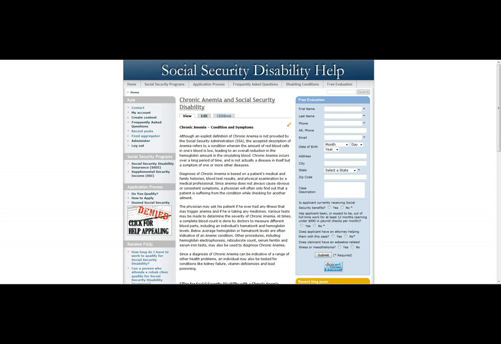Diagnosis of chronic anemia is based on a patient's medical and family histories, blood test results, and physical examination by a medical professional. Since anemia does not always cause obvious or consistent symptoms, a physician will often only find out that a patient is suffering from the condition while checking for another ailment. The physician may ask his patient if he has ever had an illness that may trigger anemia and if he is taking any medicines. Various tests may be made to determine the severity of chronic anemia.